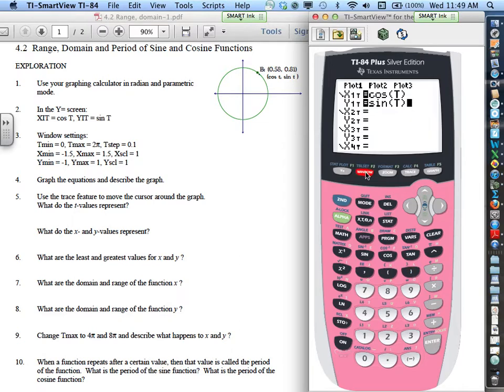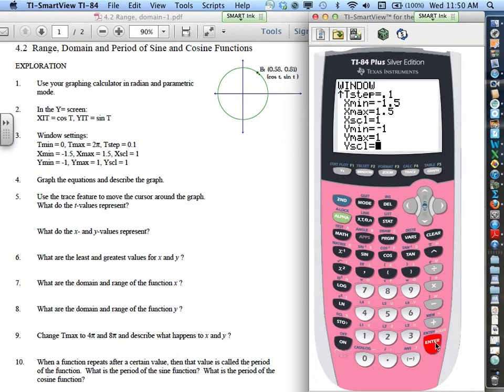Step 3, we're going to change the window settings for a parametric function. So we'll hit the window button. And it says make t min equal to 0, t max equal to 2 pi. The t step will make 0.1. My x values, I'm going to go x min of negative 1.5. X max is going to be 1.5 and a scale of 1. Keep entering. Y min is going to be negative 1. Y max will be positive 1 and a scale of 1.